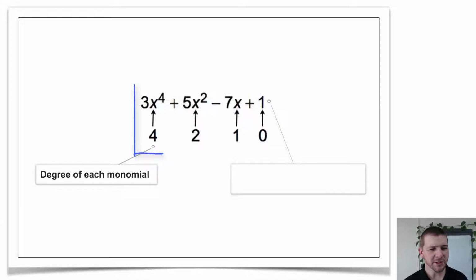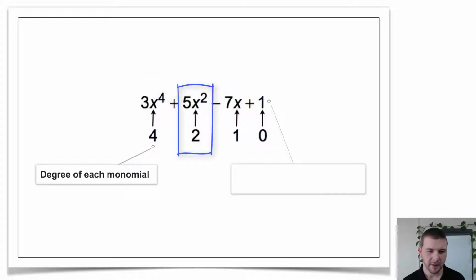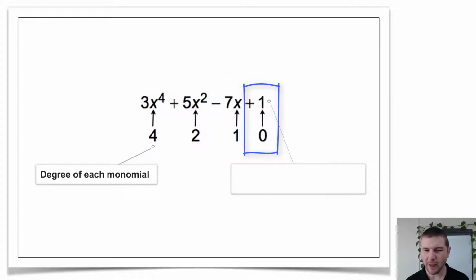Note the degree of our first term, our first monomial, 3x to the fourth, is 4. Our second term, also a monomial, 5x squared, its degree is 2. Minus 7x, the degree of that term is 1. Plus 1, a constant, with degree of 0.